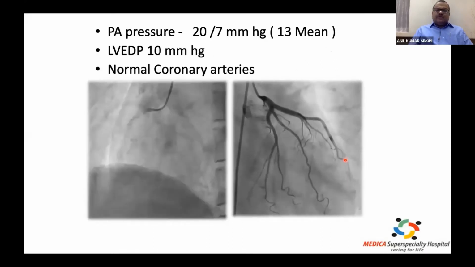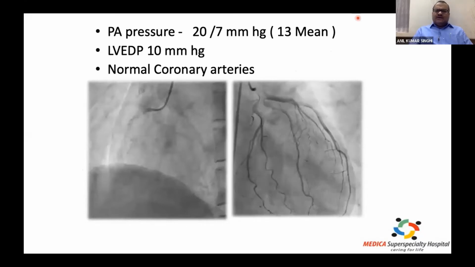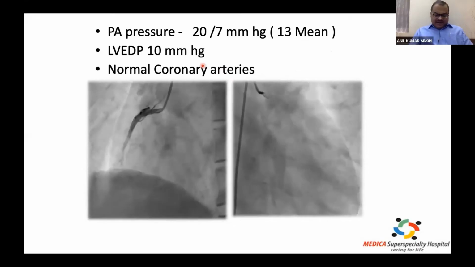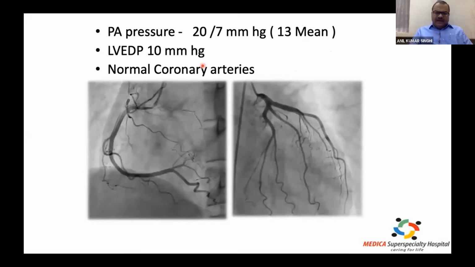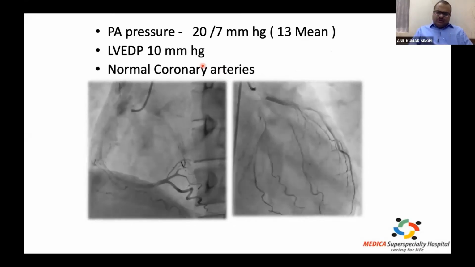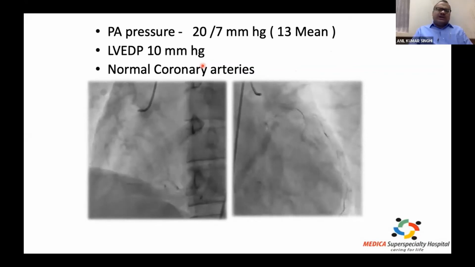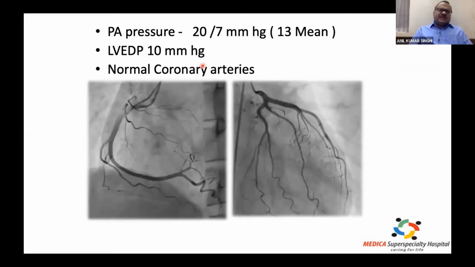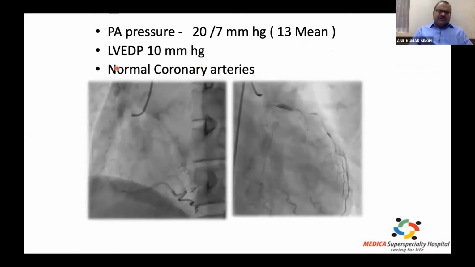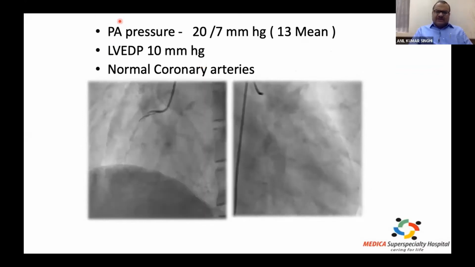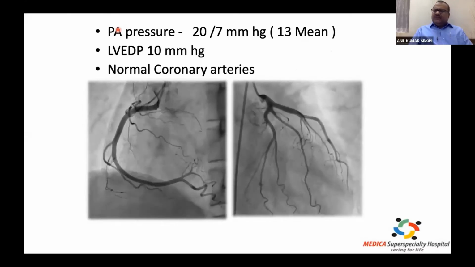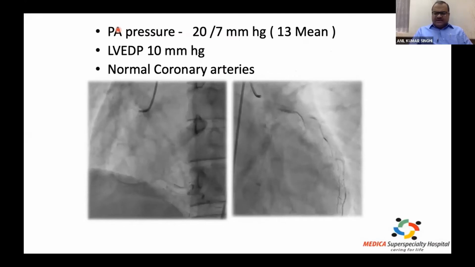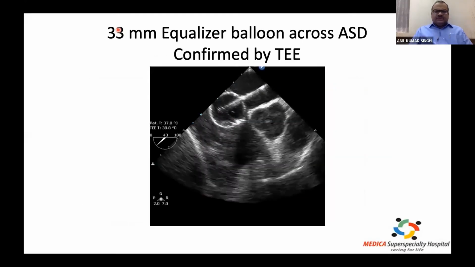So the good part, the PA pressure was normal in this gentleman with a mean of 13, and left ventricular end diastolic pressure, which can be high in that age group, was not elevated. The coronary artery was also normal. So all these are the 3 checklists for any adult patient. When we are trying to close a large hole, we should ensure we are fine in this category.